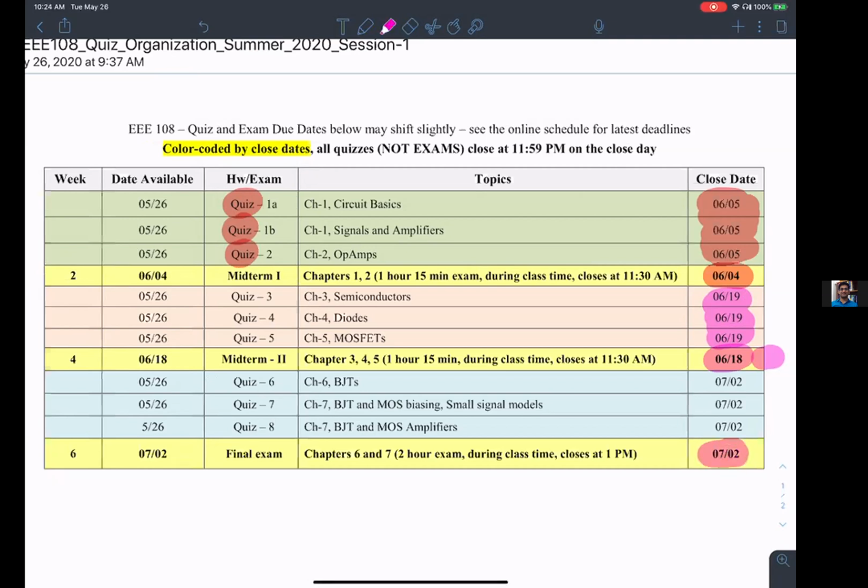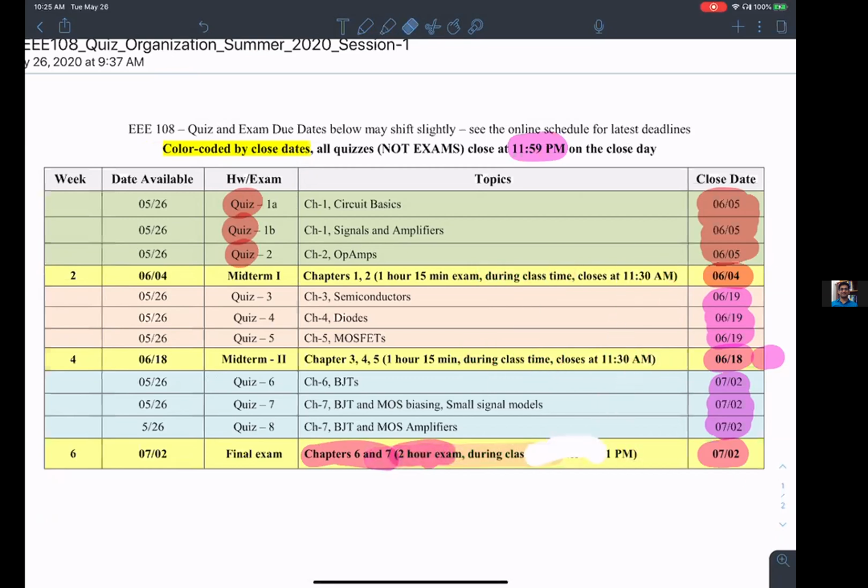For the final exam, on the day of the final exam at 11:59 p.m. is when the homeworks will close. Okay, so more information about the midterm. Midterm 1 begins at 10 o'clock and ends at 11:30. Midterm 2 begins at 10 o'clock and ends at 11:30. Final exam is a 2-hour exam. It begins during the class time and closes at 1 p.m.